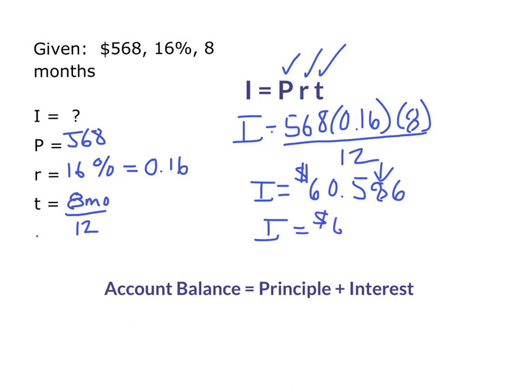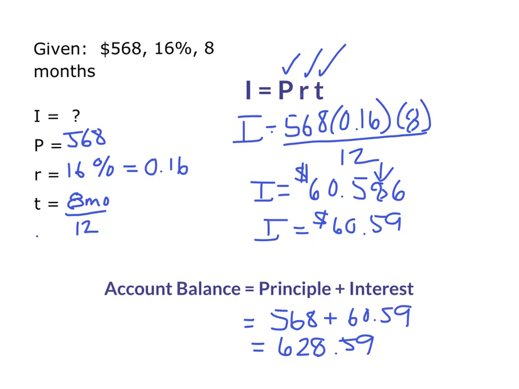So this will round to 60.59. And then to calculate the account balance, my principal was $568 plus the $60.59 of interest, and the account balance would be $628.59.